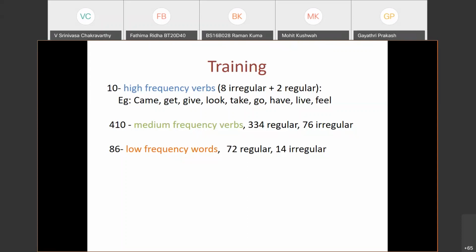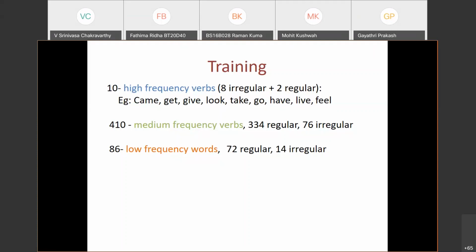So in this network, when it is trained in 3 stages, there are the 3 sets of words or verbs. So there are 10 high frequency verbs, that is, commonly occurring verbs. Among them, 8 are irregular and 2 are regular. The words taken are given here: came, get, give, right, look, take, go, have, live, and so on.